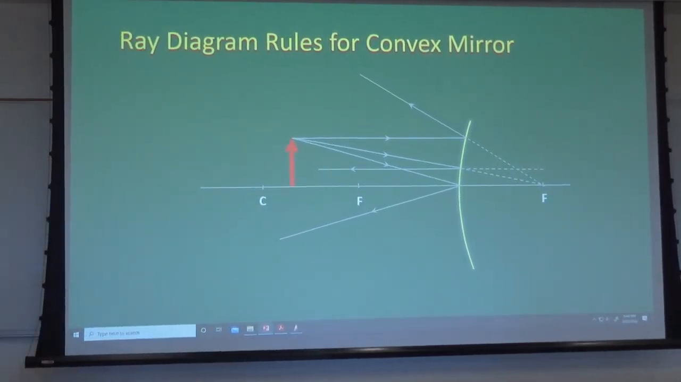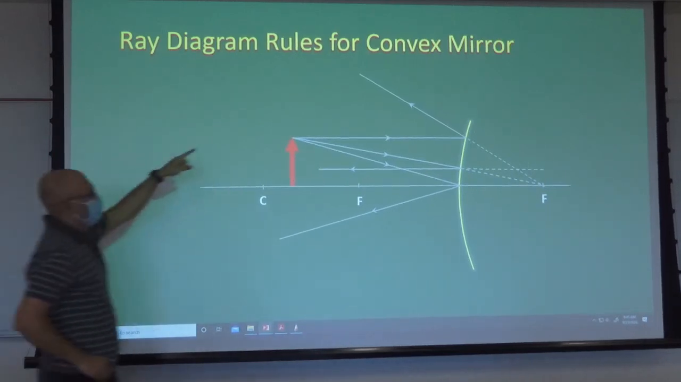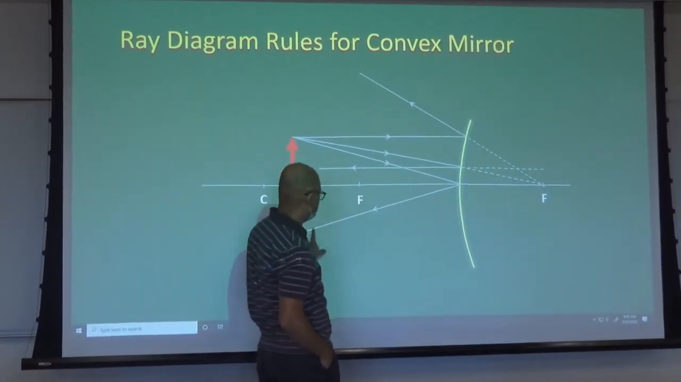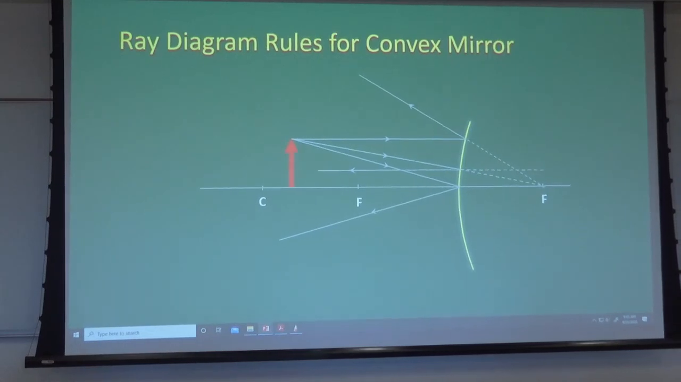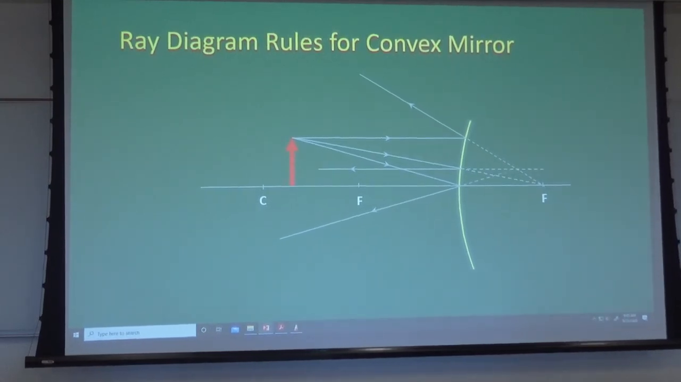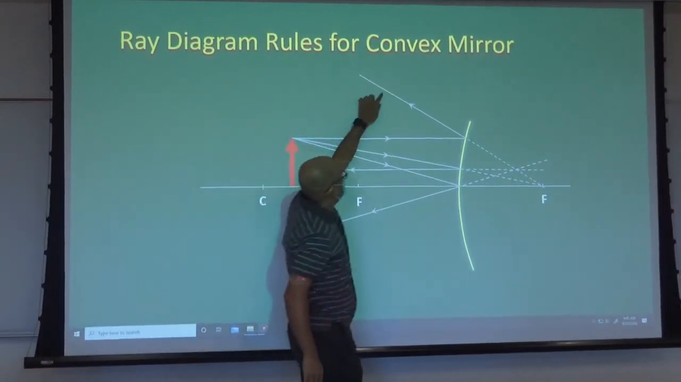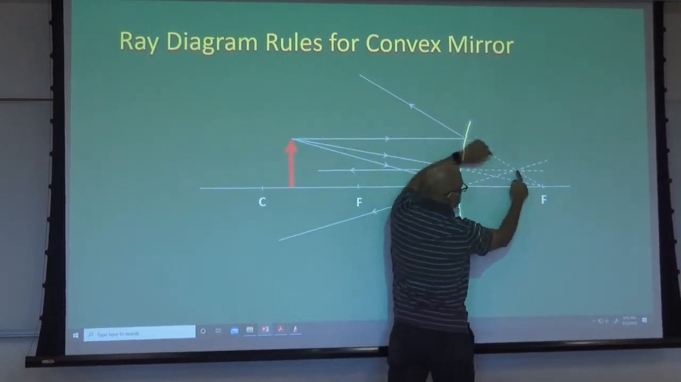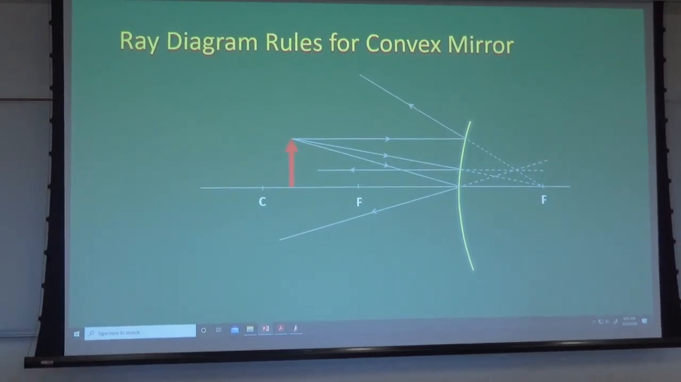So that means there is no actual intersection. There's no real image. We need to produce the rays backwards. So produce this one backwards, that one backwards, and we also need to produce this one backwards. If we do that, they will meet at a common point. So this one, that one, and that one, they are all meeting at that point. And that point would be the point where the image is formed.